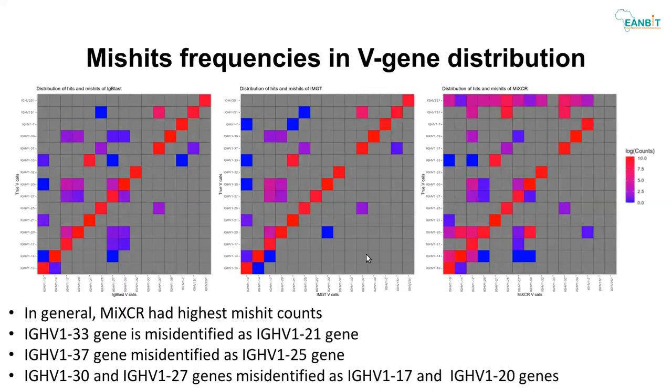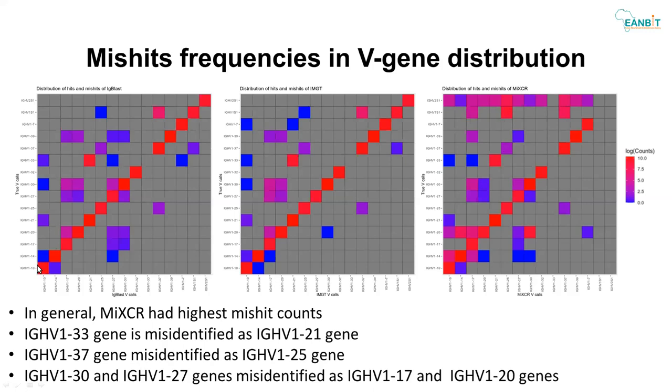So we went ahead and looked at the distribution. Here I present heat maps. The first one is a representation of IgBLAST, IMGT, and MixER, and we're interested to look at how these V genes are actually annotated. Diagonally, you see the correct hits. In general, we see that MixER has poor annotation of the V genes, as we've seen, a 13% error rate, with a lot of pinks and reds.